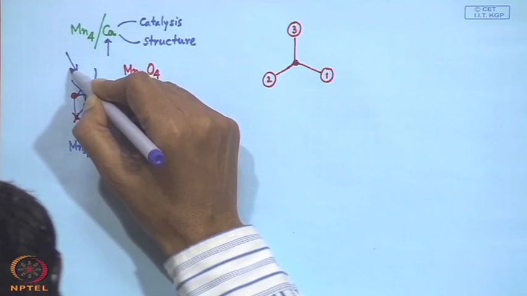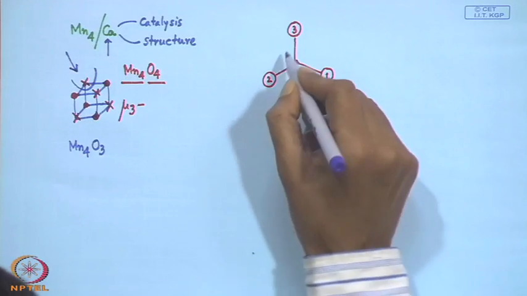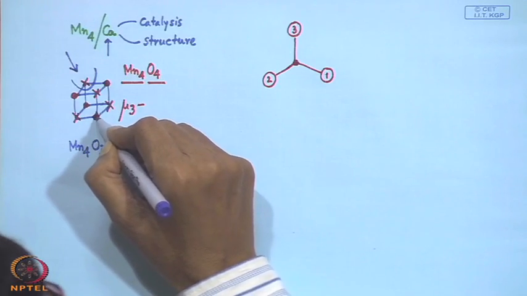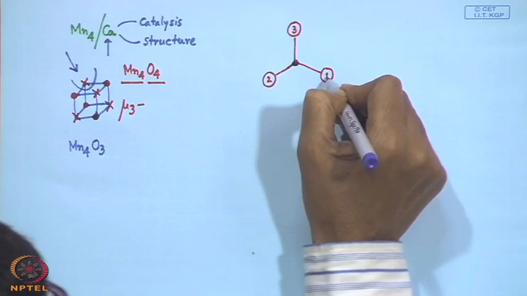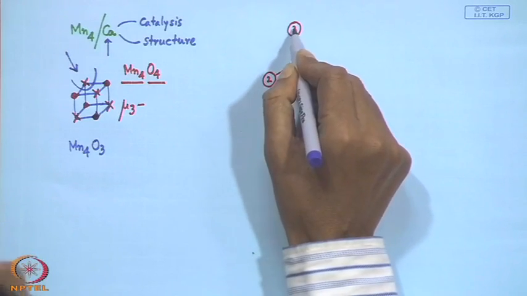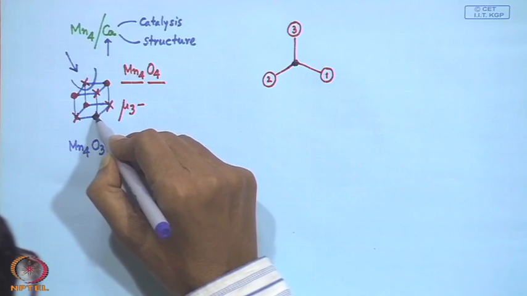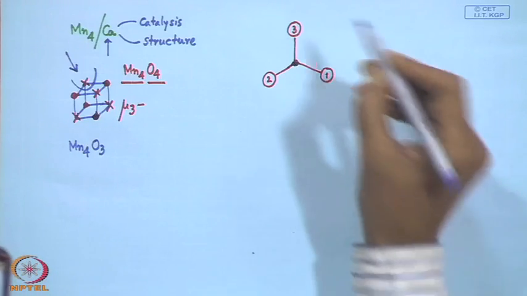So, in this arrangement we have these groups. If you take out this one and view from this direction, you will find that this particular oxygen is attached to manganese 1, manganese 2 and manganese 3. So, this is your this one.